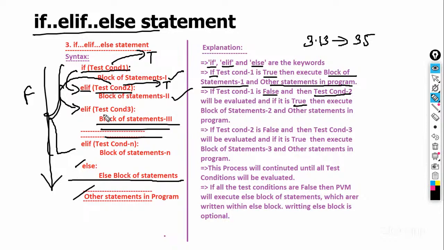But what if all the conditions hold false? If all the test conditions are false, then the Python virtual machine will execute the statements that we have in the else block. Directly, it goes to the else block and executes those statements. And this is very important: writing the else block is optional. It is not mandatory. This is optional.